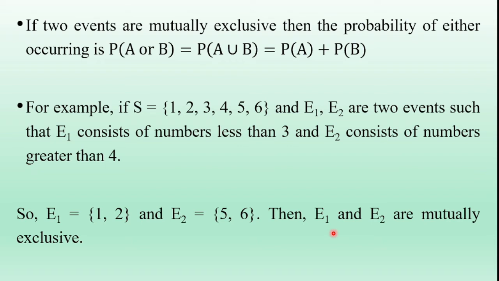And one more example, in tossing a coin, the events head and tail are mutually exclusive because head and tail cannot happen at the same time. And what is an exhaustive event? A set of events is said to be exhaustive if it includes all the possible events. So that is the meaning of exhaustive. So this is the definition of mutually exclusive event and example.